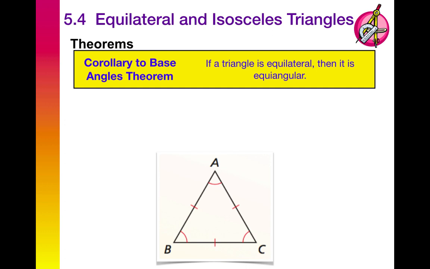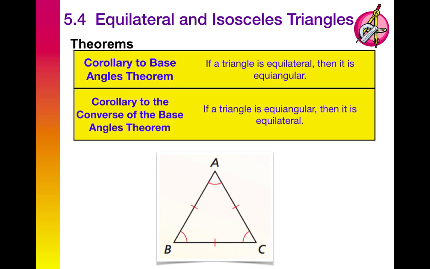The corollary to the base angles theorem says that if a triangle is equilateral, equilateral means equal sides, then it is equiangular. And the opposite can be true. If it's equiangular, then it is equilateral. So that's the converse to the corollary to the base angles theorem.